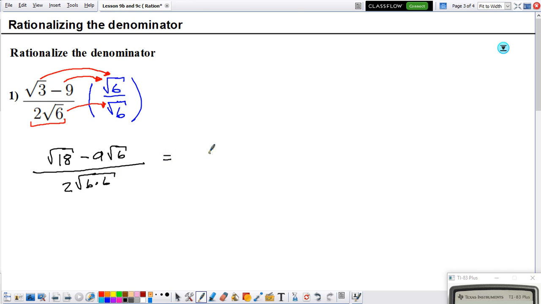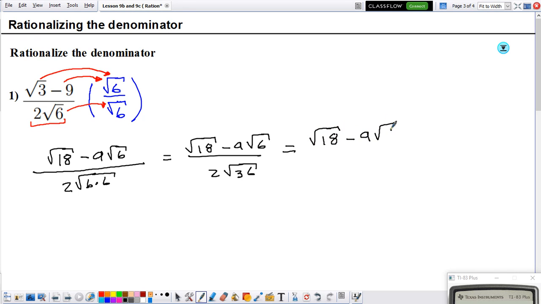Well, let's see. Can we simplify anything? Well, let's perform the multiplication now. So now this becomes 2 times the square root of 6 times 6, that's 36. But we know that the square root of 36 is equal to just 6. So nothing changes. So now this becomes 2 times 6, where 2 times 6 is equal to just 12.